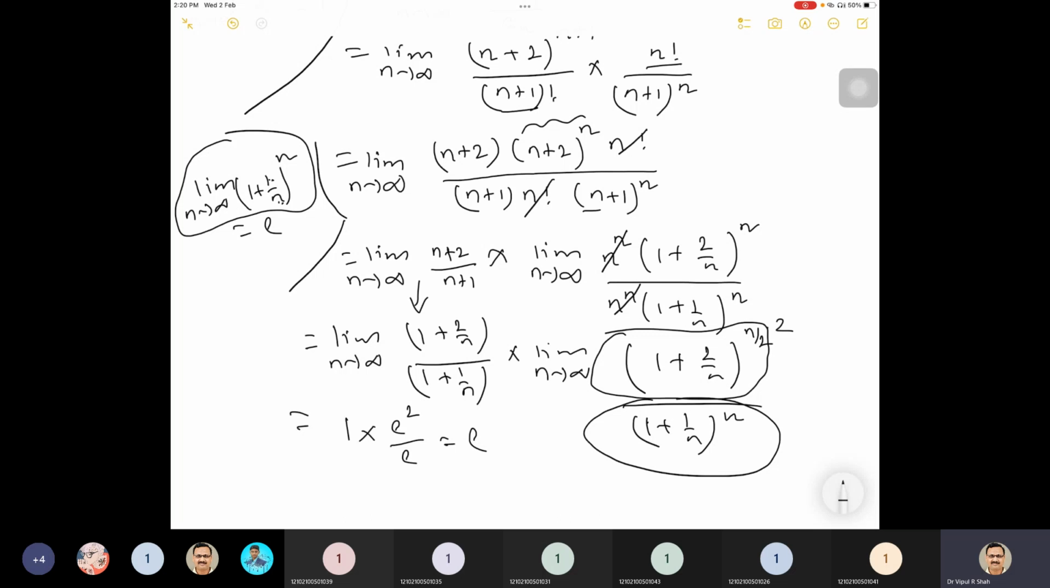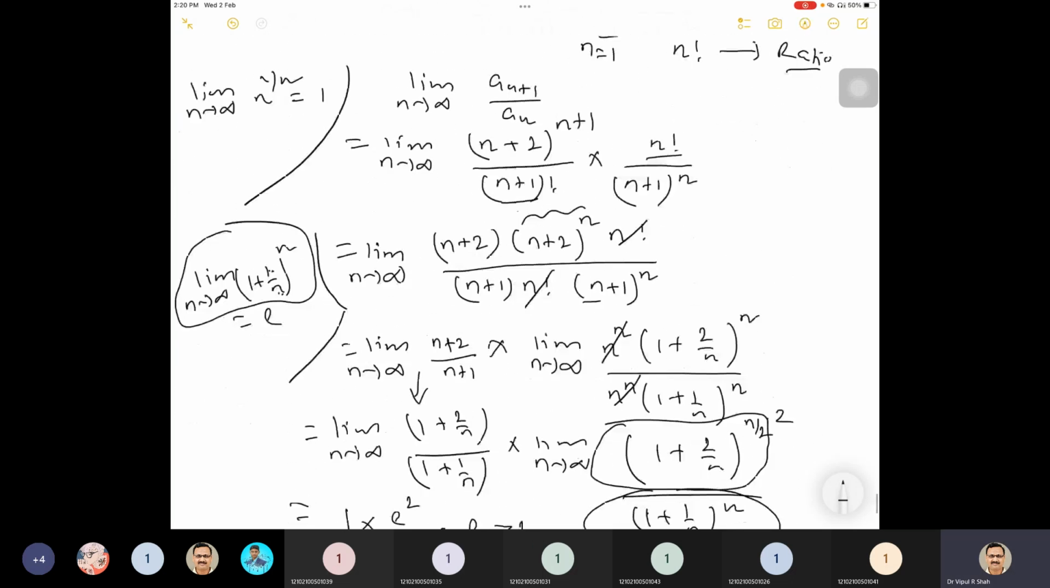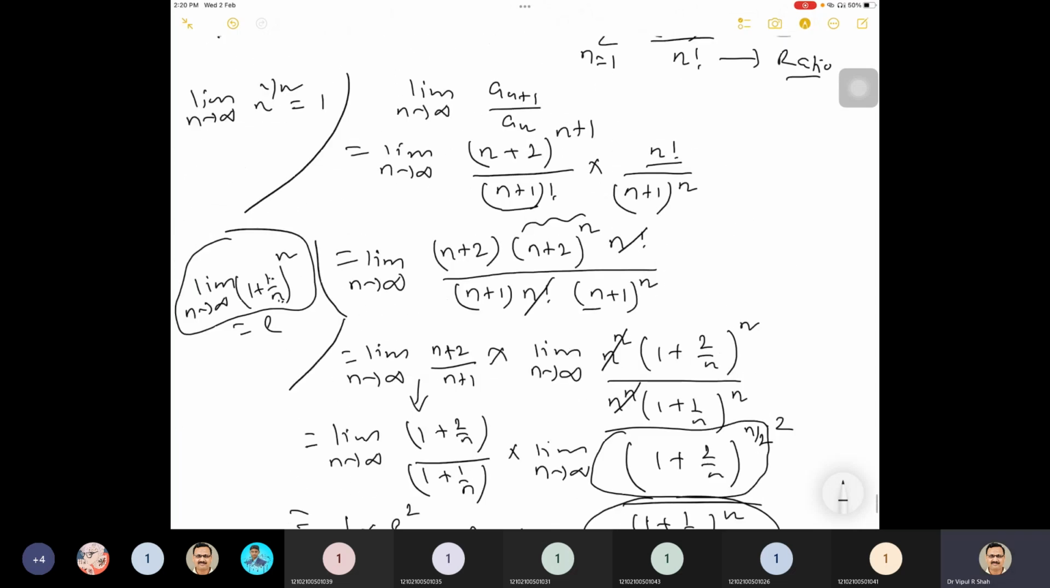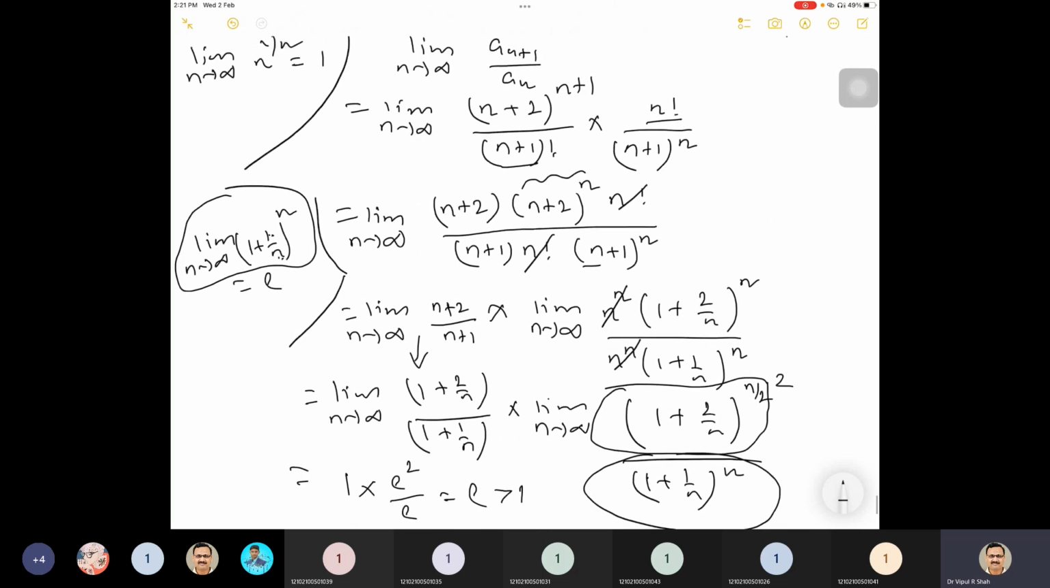Understand? Yes, sir. So what is e now? What is the conclusion? Greater than 1. And therefore, by ratio test, series n equal to 1 to infinity (n plus 1) power n upon n factorial is divergent. You understand? If you want, you can write.